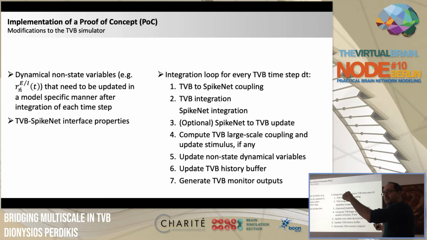All I'm showing you here is one TVB time step. Then, if we are interested in updating TVB from the spiking network, this is the time to do that. After we have updated the TVB state from the spiking network, we need to compute the large-scale coupling and update the stimulus in order to prepare for the next time step. We have to update variables like this, if they exist, variables that are not state variables but are dynamically recorded. Update the history of TVB, etc., generate neuroimaging signals, and then continue to the next time step.